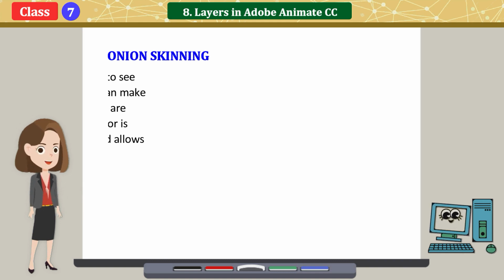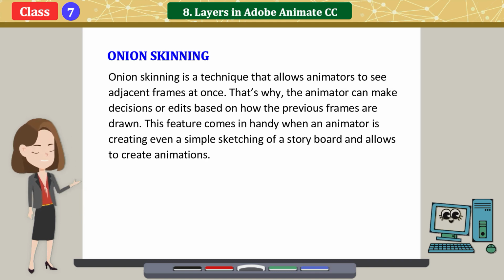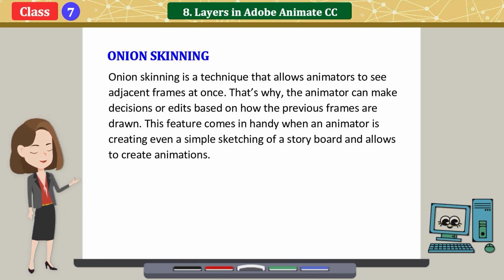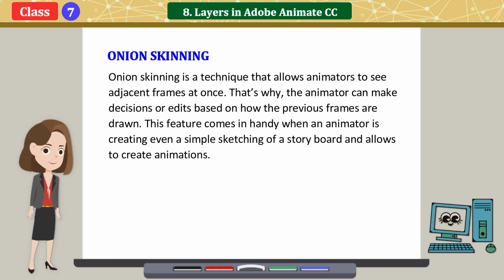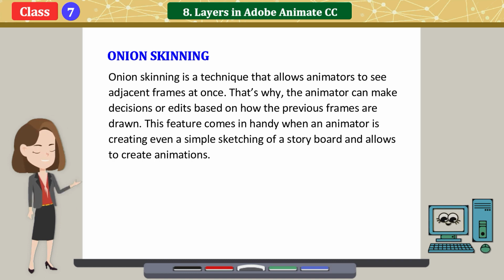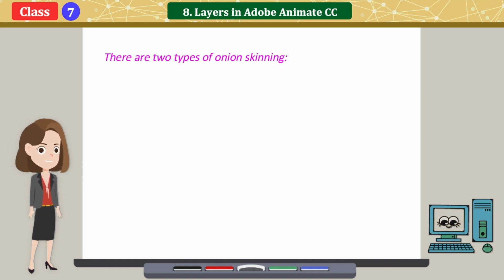Onion skinning. Onion skinning is a technique that allows animators to see adjacent frames at once. That's why the animator can make decisions or edits based on how the previous frames are drawn. This feature comes in handy when an animator is creating even a simple sketching of a storyboard and allows them to create animations. There are two types of onion skinning.